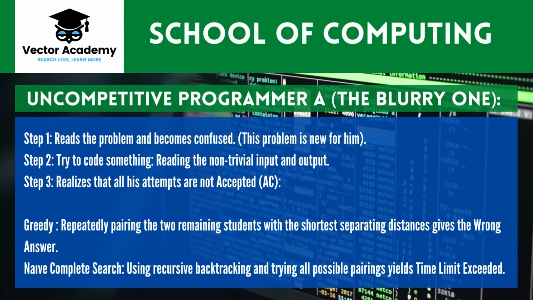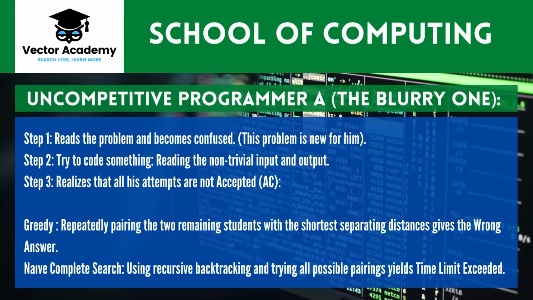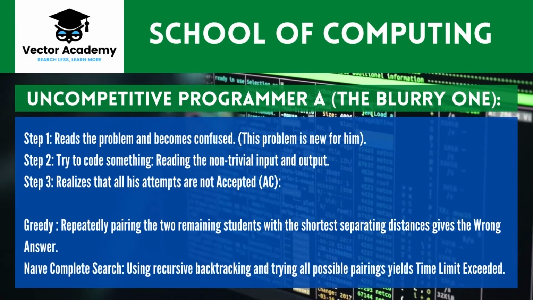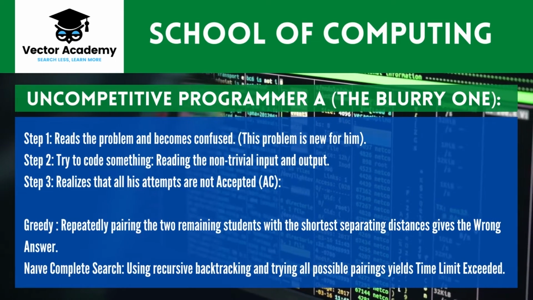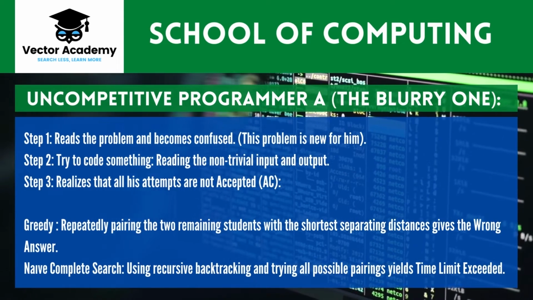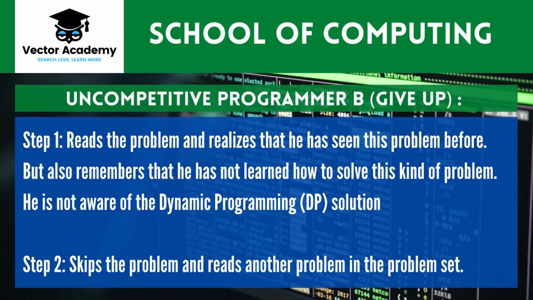Step 3. Realizes that all his attempts are not accepted. Greedy: repeatedly pairing the 2 remaining students with the shortest separating distances gives the wrong answer. Naive complete search: using recursive backtracking and trying all possible pairings yields time limit exceeded, TLE.